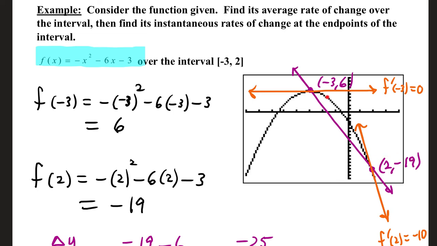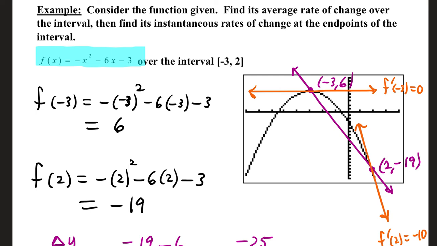So we're only investigating part of this arch. This purple line connects those 2 points. It's called a secant line. Secant is derived from Latin, and that means cut. So we cut through the graph at negative 3, 6 and to 2, negative 19. The slope of this purple line is what we find with average rate of change.